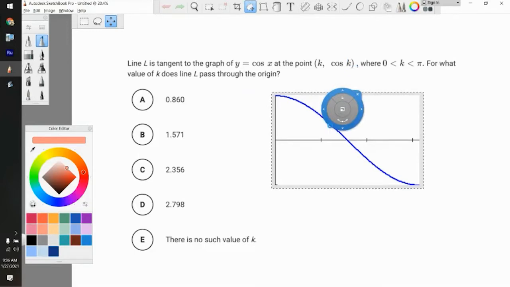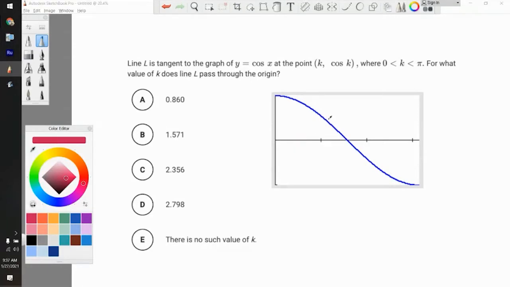Okay, so can anyone give me a clue on where I can even draw this line L? Where does it have to be so that the tangent line goes through the origin? Just give me a ballpark of where it would be. Less than 1, less than 2, in between 1 and 2, greater than 2? Where would it be? Does anyone have any ideas? So we want to graze this point here.